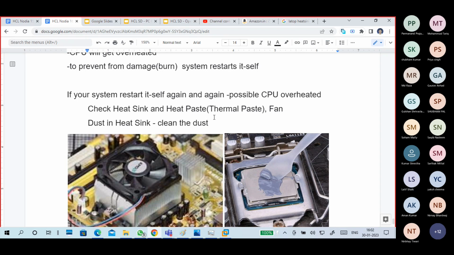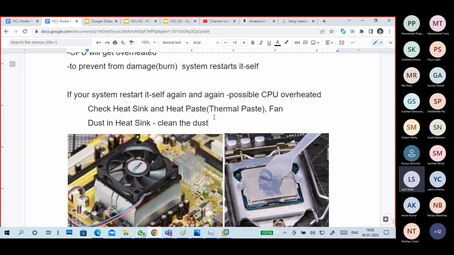the heat sink getting overheated. What to do if it is getting overheated? First, check that the heat sink is properly seated on the processor. Check whether the heat sink fan is running or not. Check whether heat sink paste is there or not. If possible, check whether the heat sink paste is there or has got cleaned.